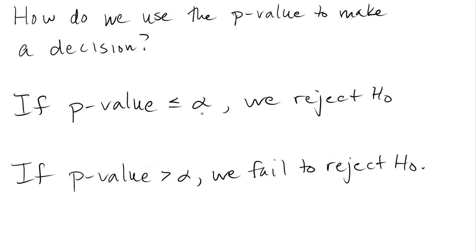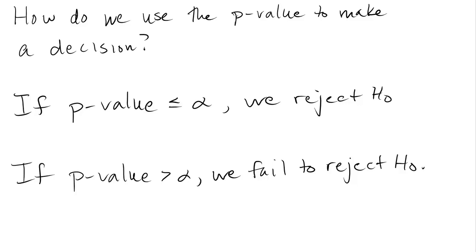Alpha is like our danger level for making a type 1 error. If our p-value is even smaller than that, then we feel safe rejecting the null hypothesis. If the p-value is bigger than that alpha, then we'll fail to reject the null hypothesis. We'll risk making a type 2 error instead. That's how this all comes together.